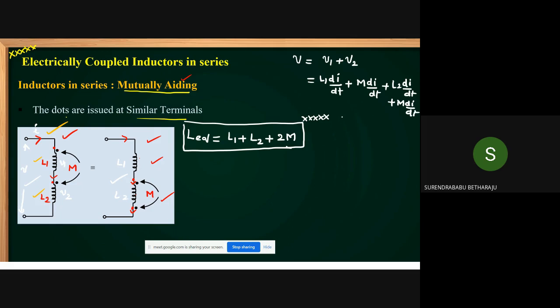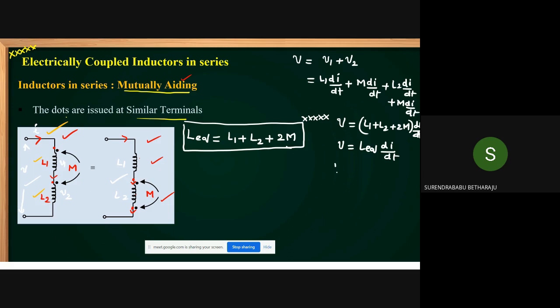Then, in solving the problems in detail, I will also explain how to write these equations. Then take di by dt common: L1 plus L2 plus 2M into di by dt. Then what is V equal to? L equivalent into di by dt.